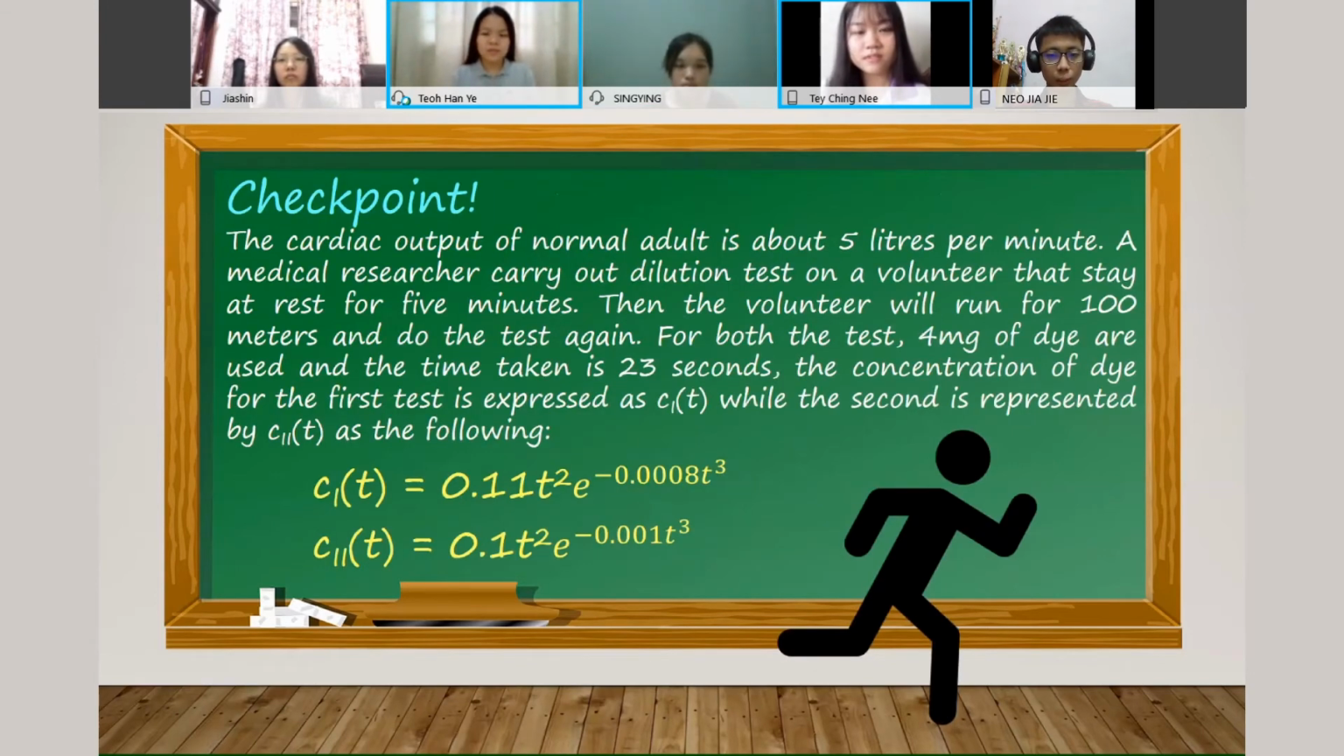Now we will discuss a question related to cardiac output. The cardiac output of a normal adult is about 5 liters per minute. A medical researcher carried out dilution tests on a volunteer who stayed at rest for 5 minutes. Then the volunteer will run for 100 meters and do the test again. For both tests, 4 mg of dye is used and the time taken is 23 seconds. The concentration of dye for the first test is expressed as C1(t), while the second is represented by C2(t), as follows.